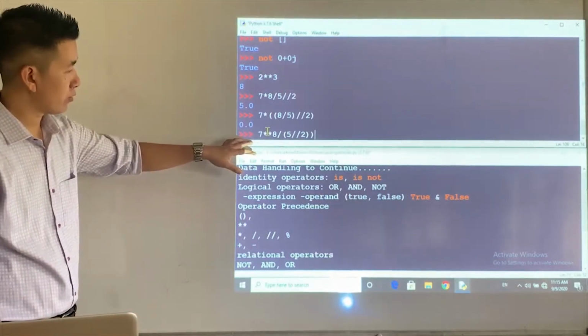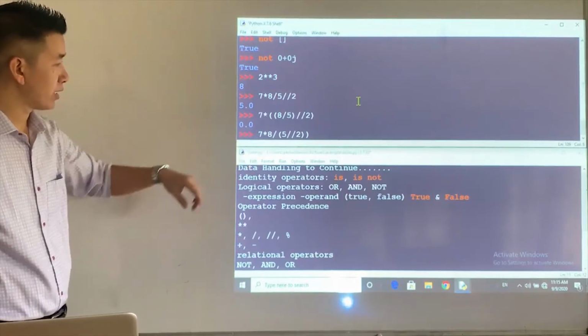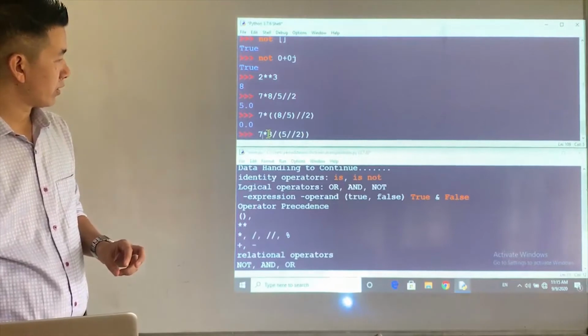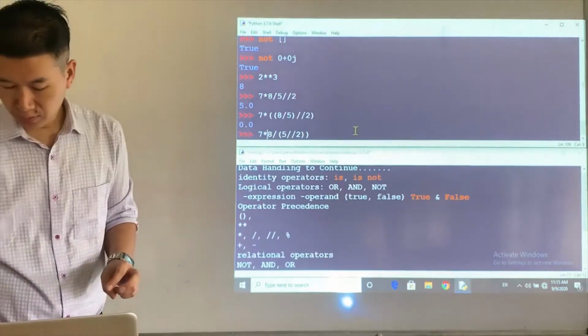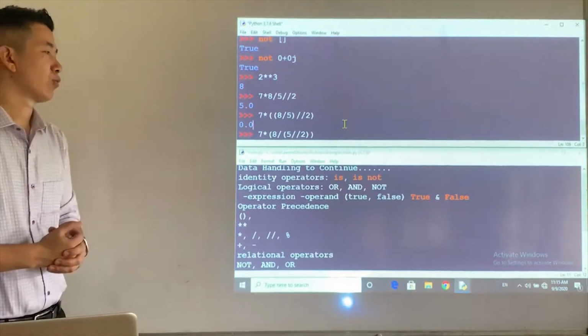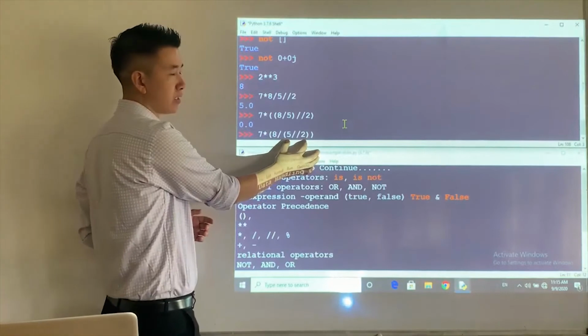7, how come I have 2 asterisks? Okay, 7 multiplied by 8 divided by, okay, now let's say I have this question. Again, the innermost will have to be evaluated first, right?